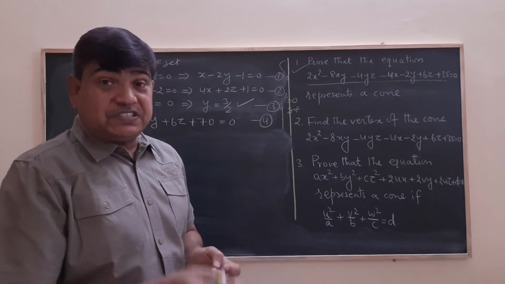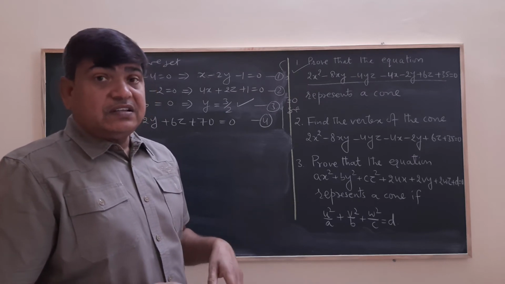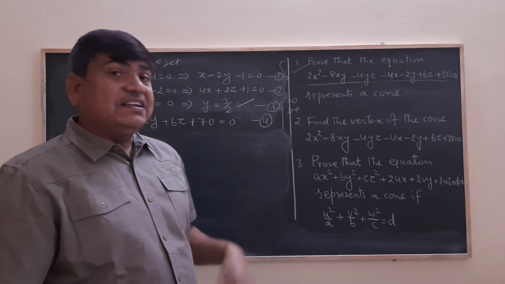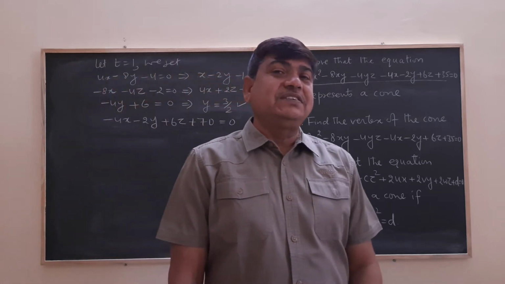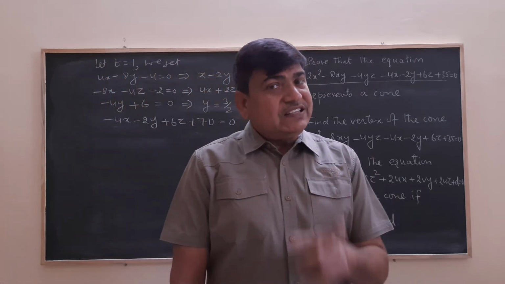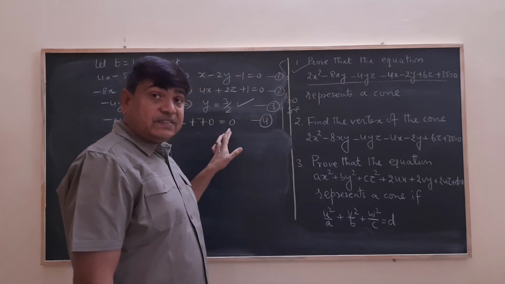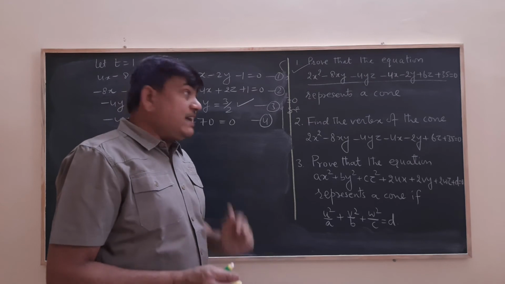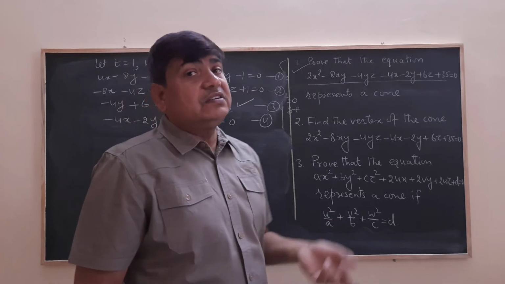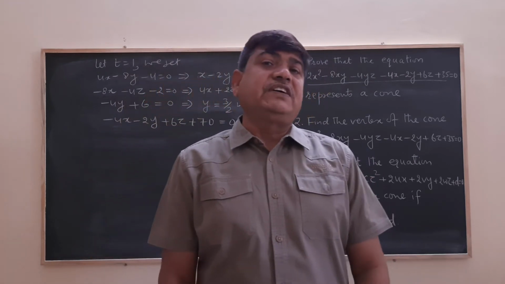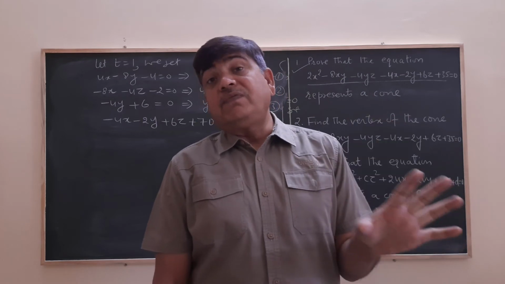The 4th equation, whatever it is, will decide whether the given equation represents the equation of a cone. So if x, y, z satisfy the 4th equation, whatever it is, then the given equation represents the equation of a cone, and the values of x, y, z will represent the vertex.